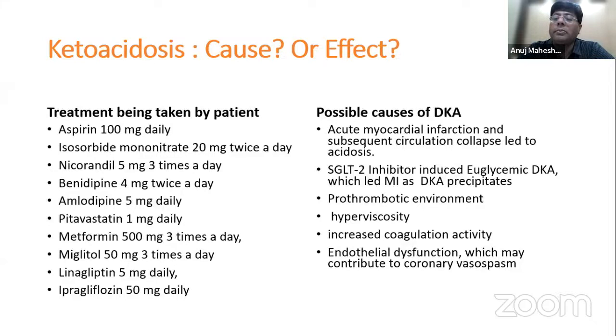The patient was taking an SGLT2 inhibitor. There was a chance that it could induce euglycemic diabetic ketoacidosis, which led to MI, as diabetic ketoacidosis can precipitate MI because of its prothrombotic environment and the hyperviscosity it causes in the blood circulation. It also increases coagulation activity, so the chances of getting MI would be more. And more importantly, we know that it contributes to endothelial dysfunction and coronary vasospasm too.